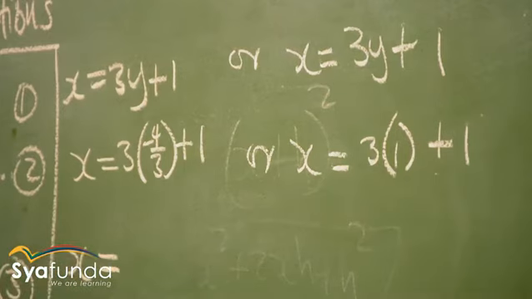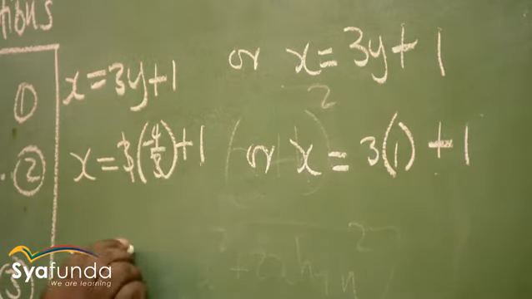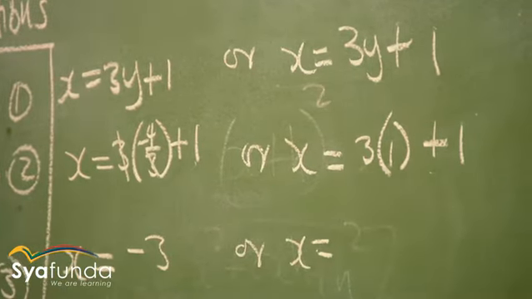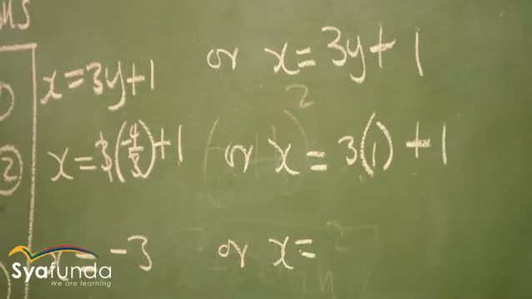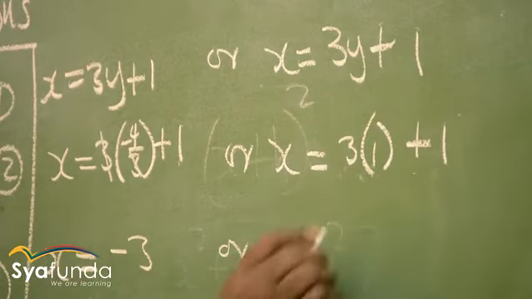x then becomes, let's simplify this. Mathematics is simple, especially simplifying. This 3 cancels out with this 3. You are left with minus 4 plus 1. Minus 4 plus 1 will give us minus 3. Or x is equal to 3 times 1, which gives us 3. 3 plus 1. Even first year students can come out of grade 12 with trouble here. 3 times 1 is 3. Plus 1 gives us 4.